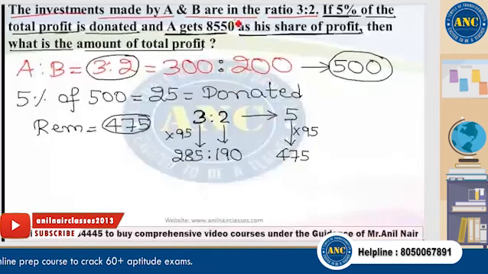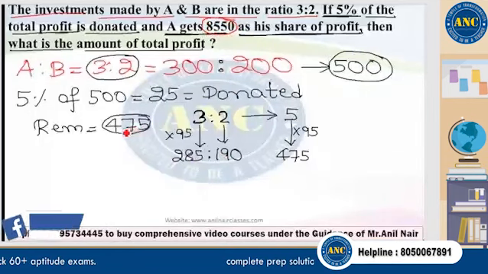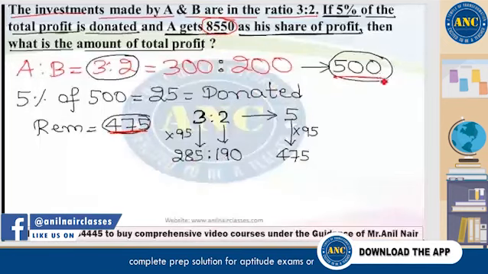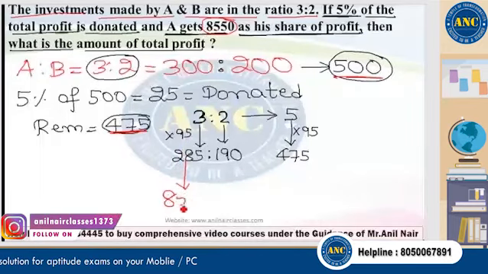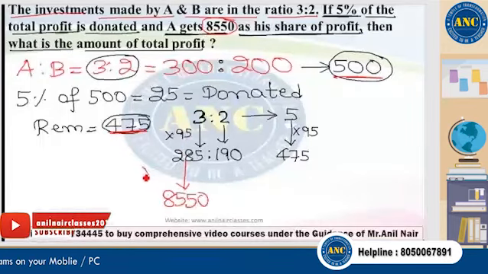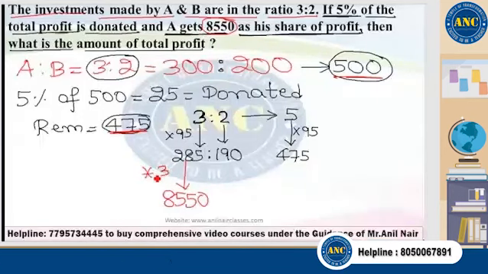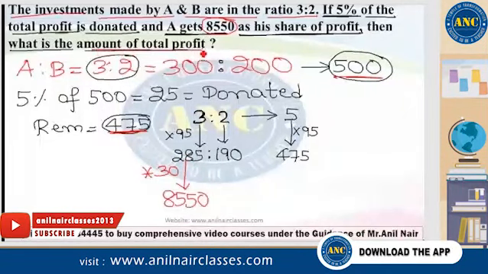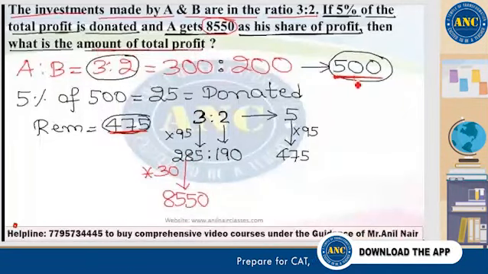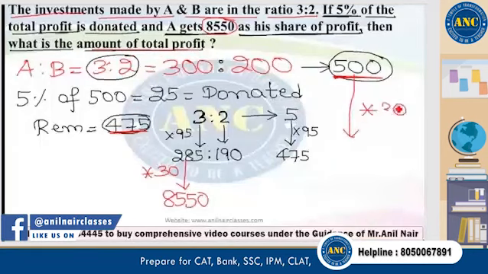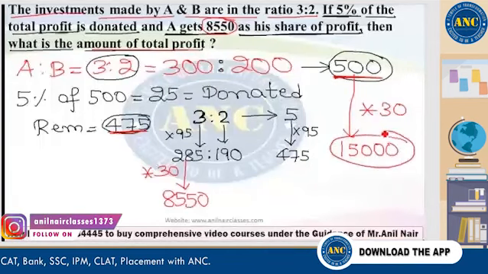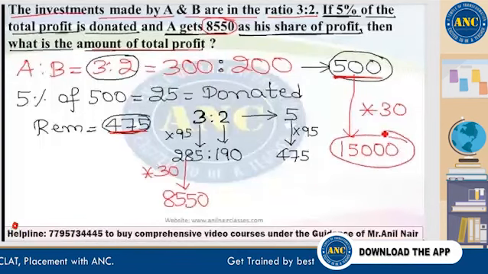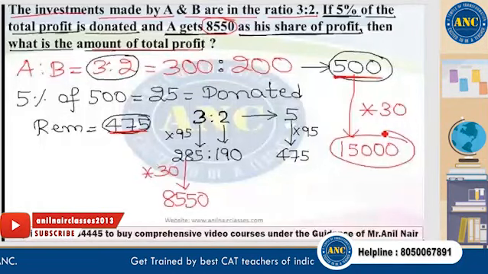But the question says A gets 8550. This 475 is also according to our assumption of 500. So the question says A is getting not 285 but 8550. 285 into which number is 8550? 285 into 30 is 8550. Then the total amount of profit is 500 according to my assumption. That also multiply by 30. 500 into 30. Answer is 15,000. Answer for this question is 15,000.